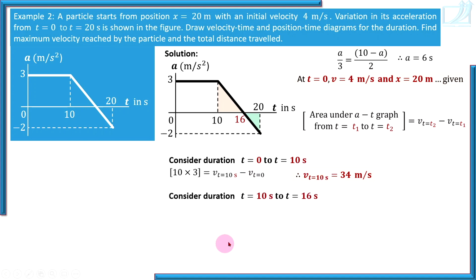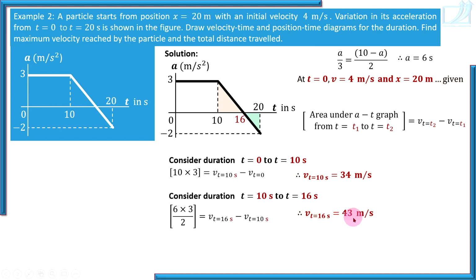Now next duration 10 to 16 seconds. It is triangular area, base 6, height 3, base into height by 2. And this gives you change in velocity in this interval, that is velocity at t equal to 16 minus velocity at t equal to 10 seconds. Now put the value of velocity at t equal to 10 seconds, 34 meters per second, and you have found out velocity at t equal to 16 seconds.